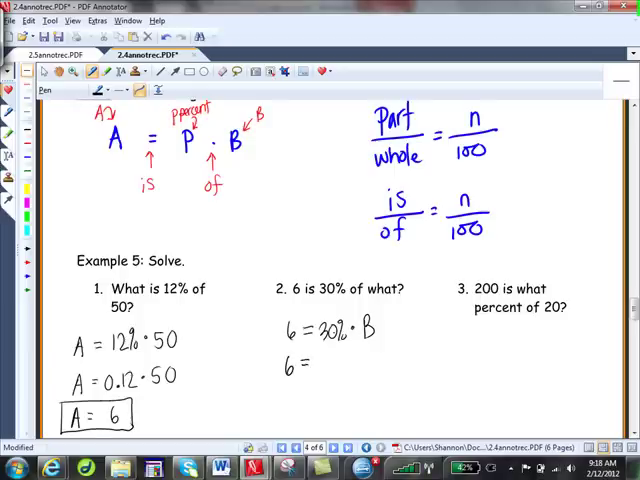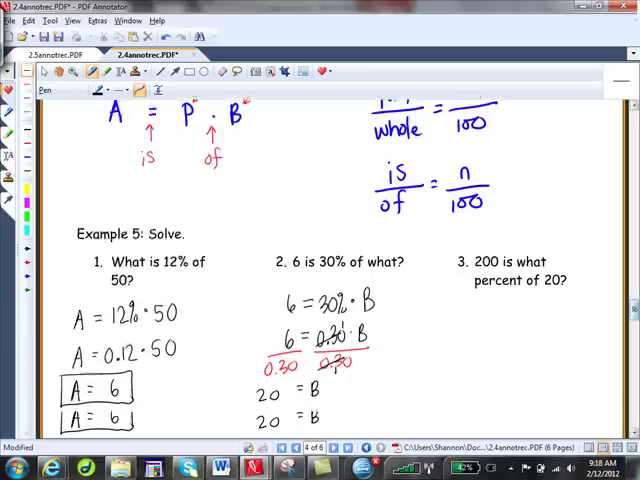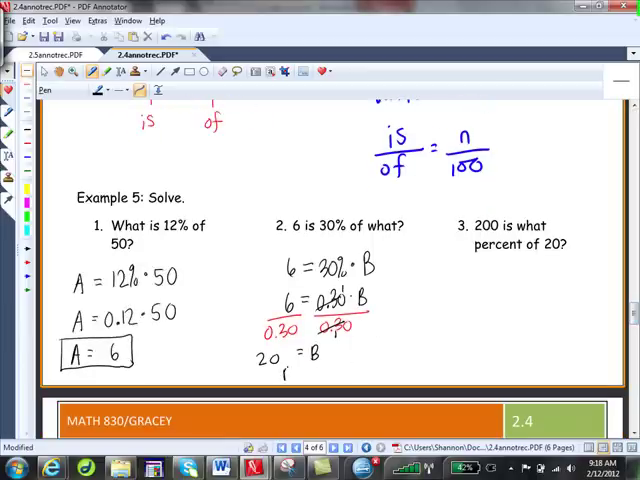So we will have 6 is equal to 0.30 times B. And then isolating the B, we have to divide both sides by 0.30, and we will get 20 is equal to B, because these divide out to be 1. And when you divide 6 by 0.30, you get 20. So if 20 is equal to B, then B must equal 20, and we're all done.